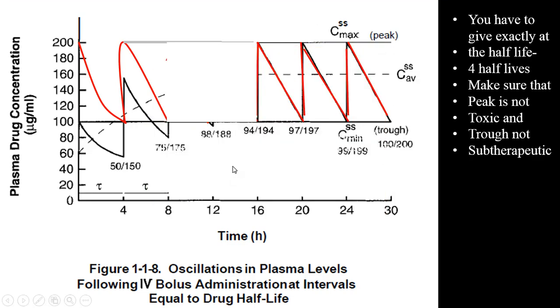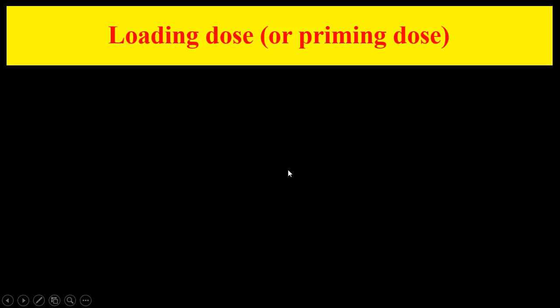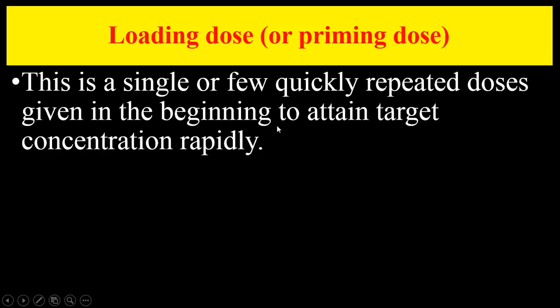What do we like to call this bigger dose? This bigger dose is known as the loading dose or priming dose. This is the single or few quickly repeated doses given in the beginning to attain target concentration rapidly. In our case, the target concentration was 100. The lower steady state plasma concentration was 100. The upper, or maximum, steady state plasma concentration was 200.